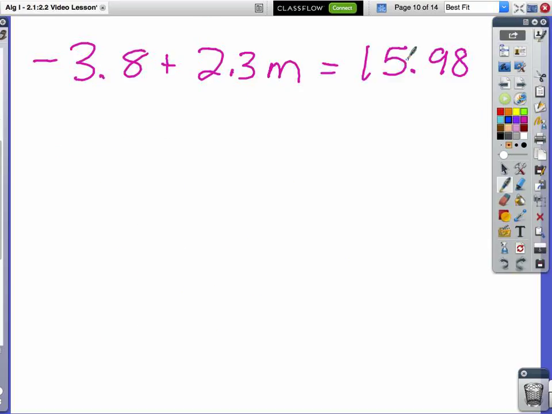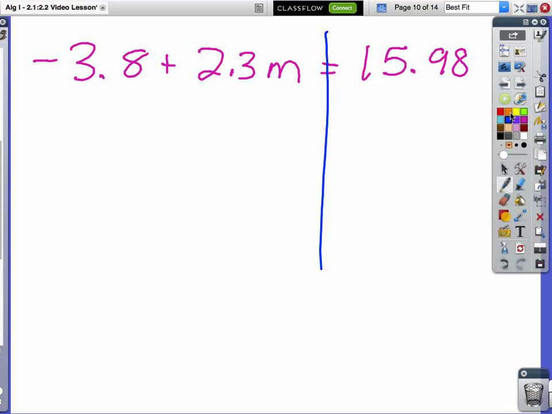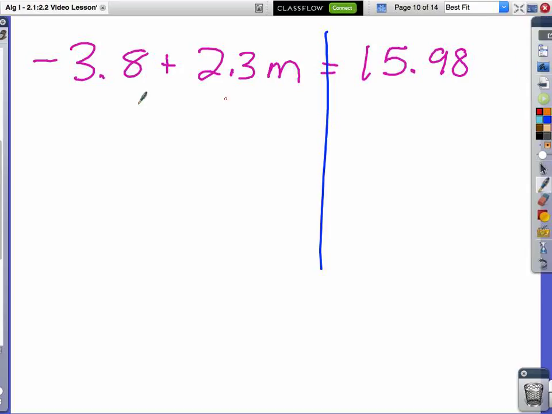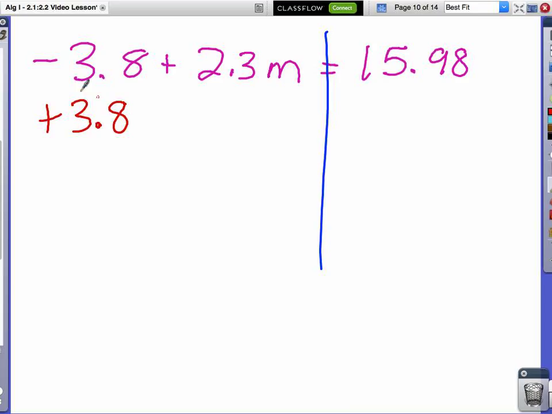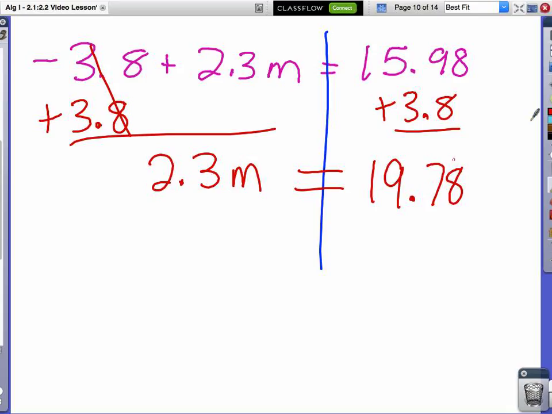And the last problem involves decimals. So again, when we solve an equation with decimals, you don't have to worry about lining up the dot, doing anything like that. You can use a calculator, but you have to show your steps and how you're solving. So here's our equation. Here's our variable m. We need to get rid of this negative 3.8. Opposite of a negative is a positive. So we have to add 3.8 to both sides. So 2.3 m equals 15.98 plus 3.8, you can use a calculator. That equals 19.78.